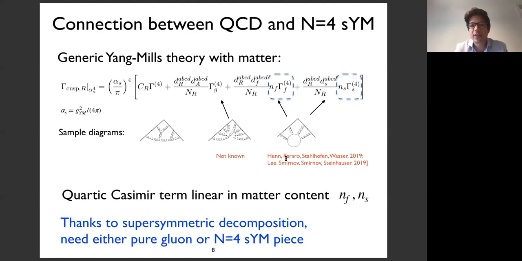Moreover, it turns out that these matter contributions, they're slightly simpler than the gluon one. They're already known, they've been known for a year. And therefore, computing the QCD answer or the N equals 4 answer is really equivalent. So naturally, especially in this community, we choose to do the N equals 4 calculation. But it will also give us, for free, the QCD answer.